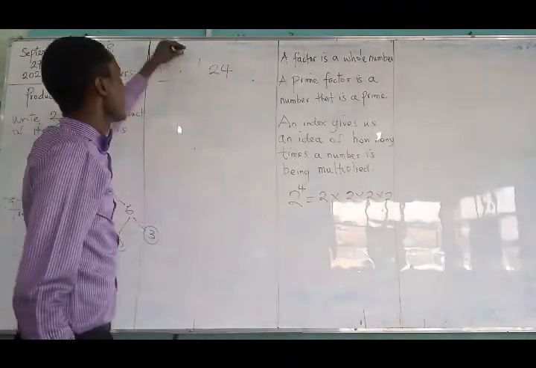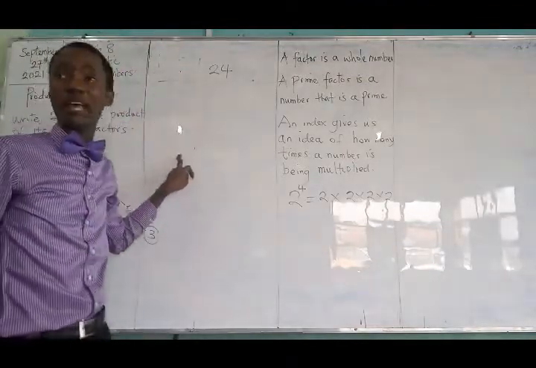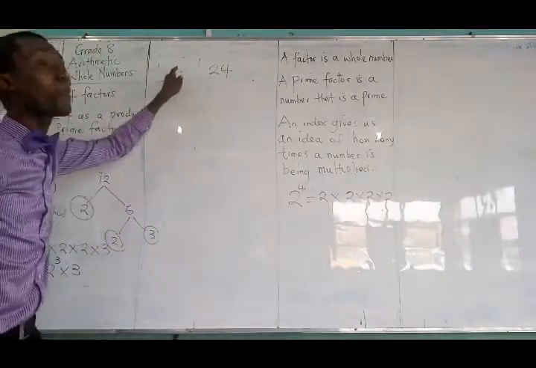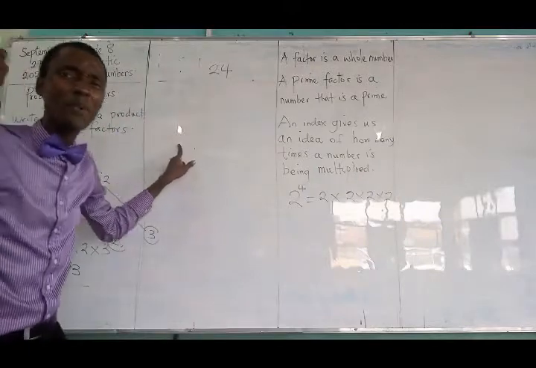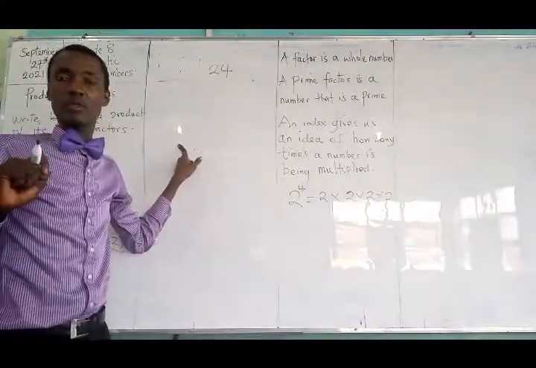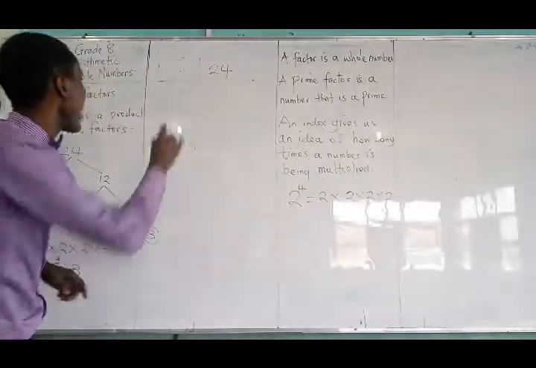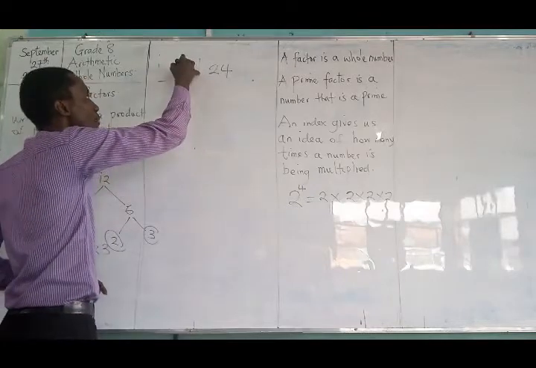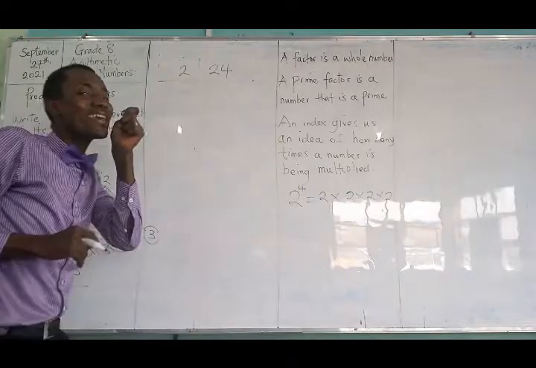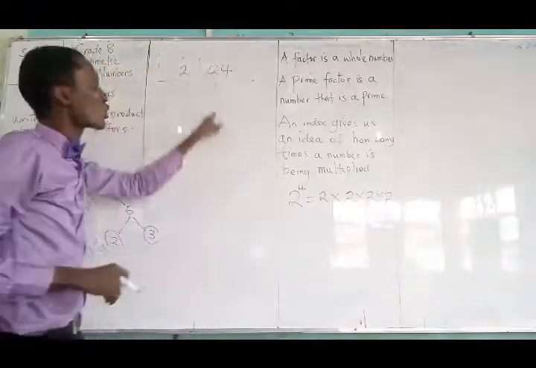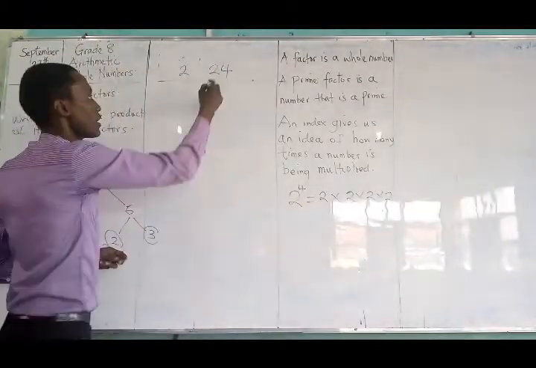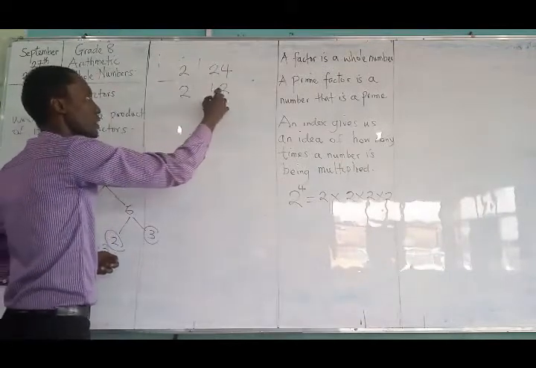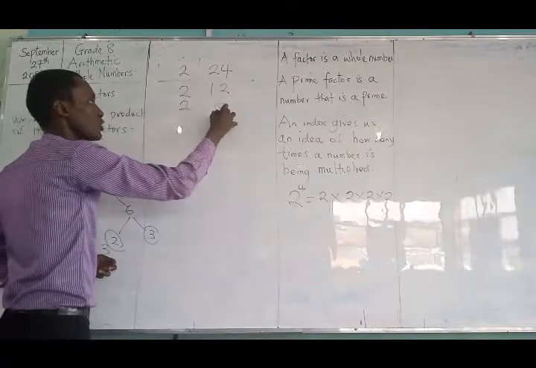We start by, this column is what I call the prime column. What it means is that the only numbers that can appear here must be prime numbers. So we start. Because this number is even, the first prime number we're going to use here will be 2. Now, if we pick a prime number, we must exhaust the division before going to another number. So 2 into this will give me 12. I bring another 2, this will give me 6. I bring another 2, this will give me 3.